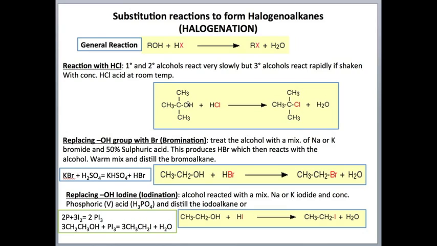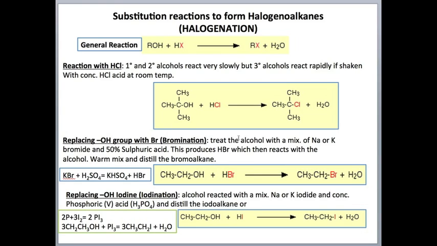So it's eliminating the OH group and attaching itself where the OH group used to be, and the OH is then leaving to produce H2O. One of the hydrogens in the water will come from the OH group, and one hydrogen will come from the HCl to produce water. So let's look at replacing the OH group with bromine, also known as bromination.